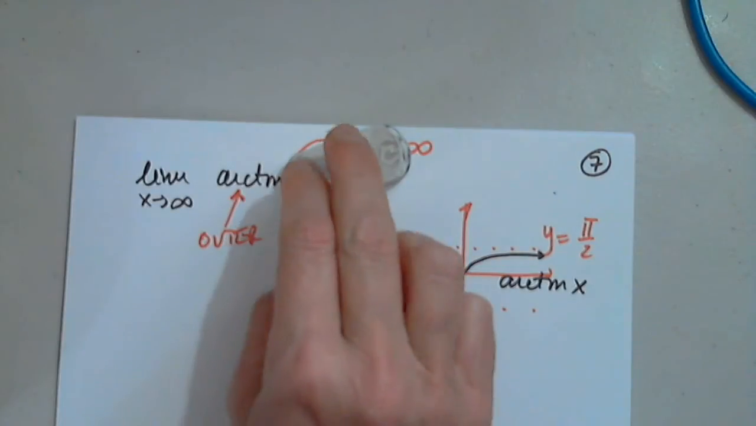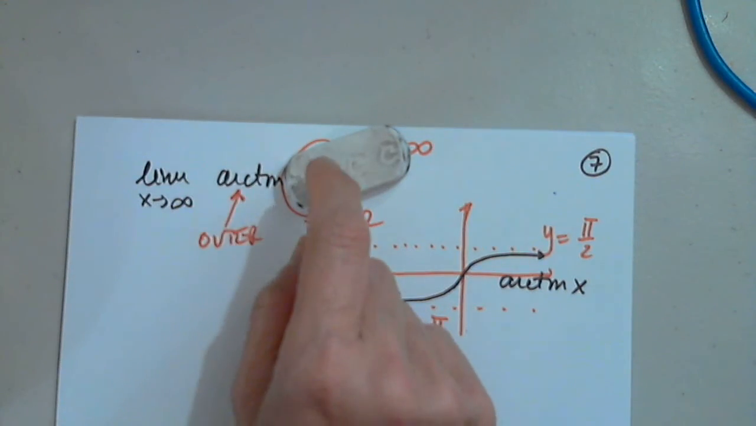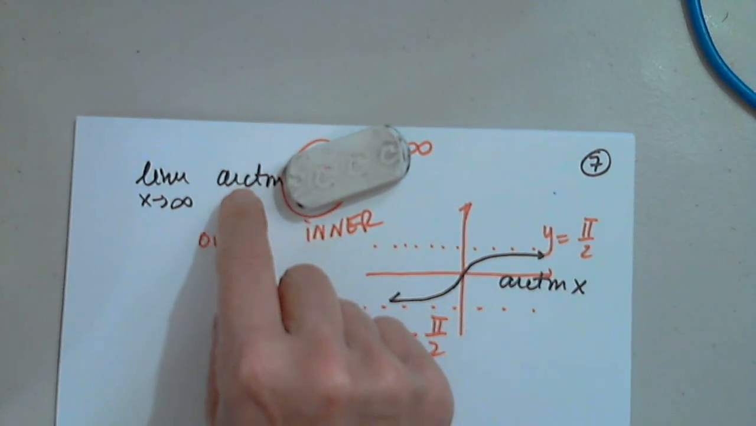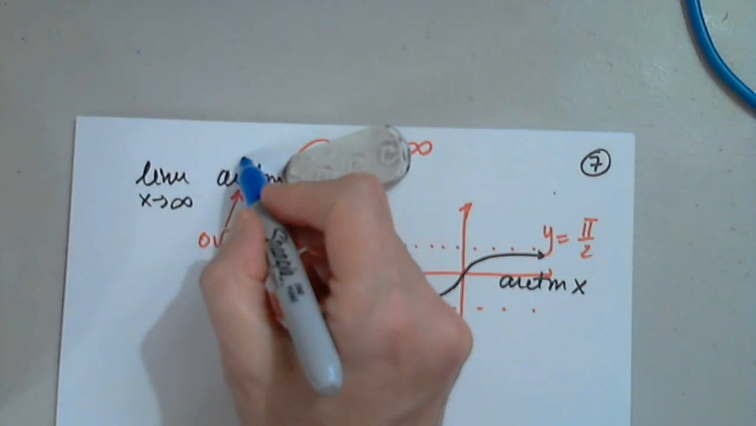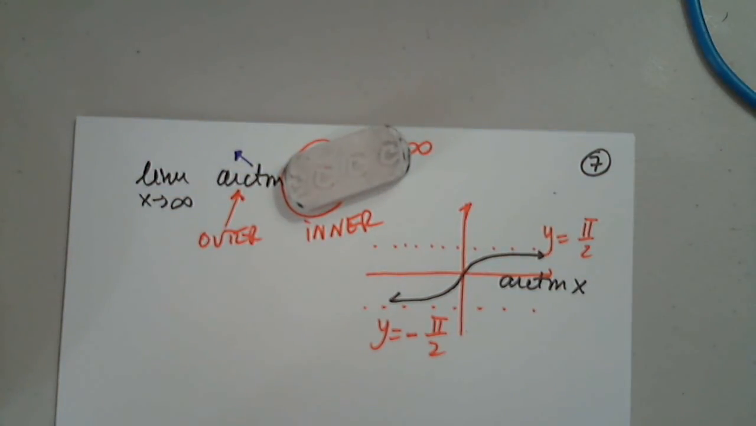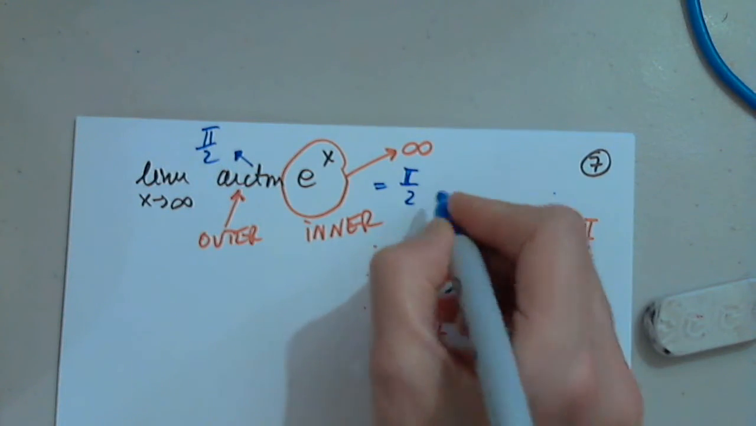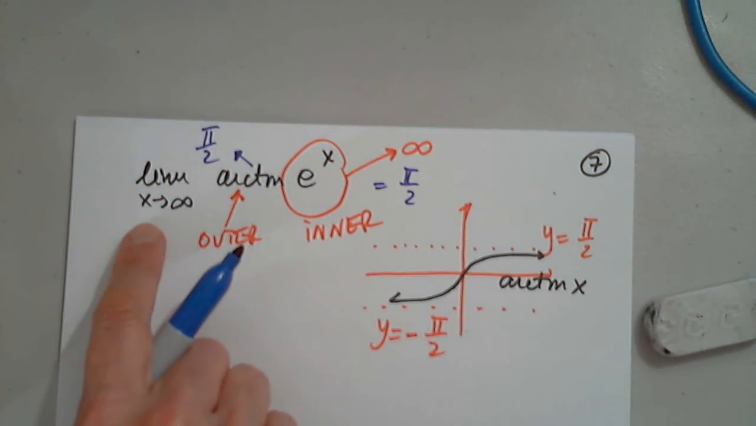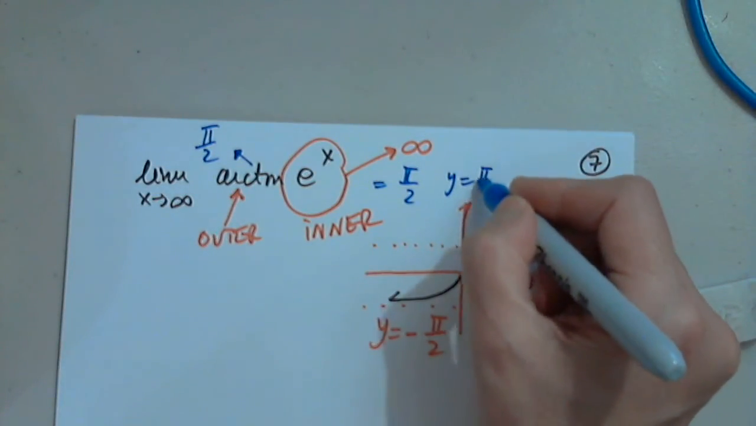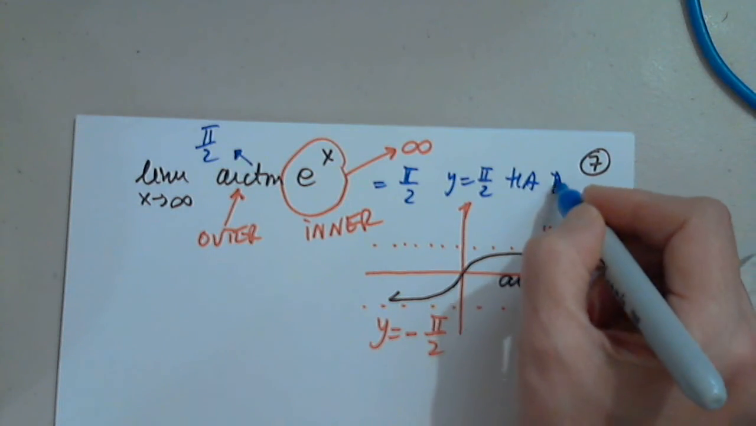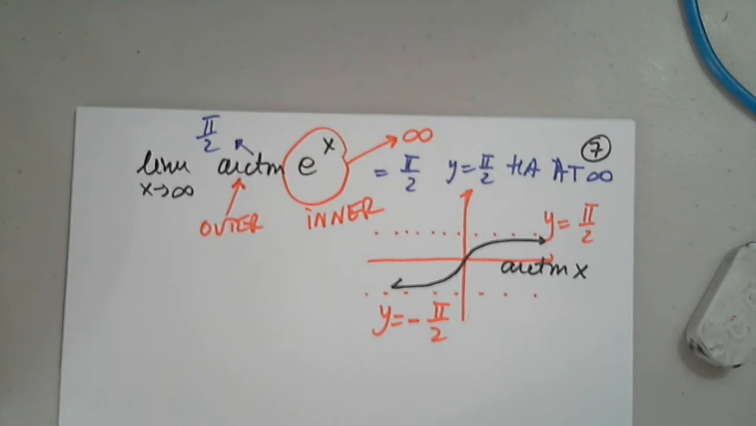So now we know that this goes to infinity. So arctangent, when x approaches infinity, where does the arctangent go? That's it. So therefore the answer is pi over 2, which means that, of course, pi over 2 is a horizontal asymptote at infinity. Good. Next question.